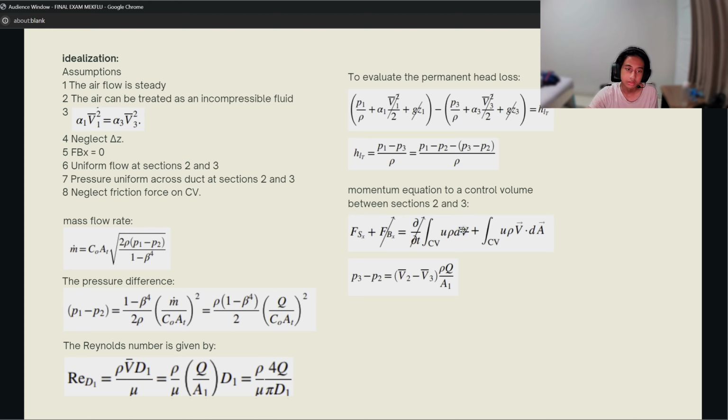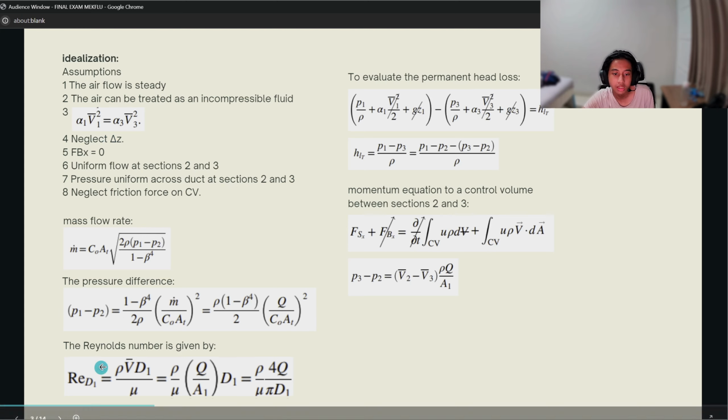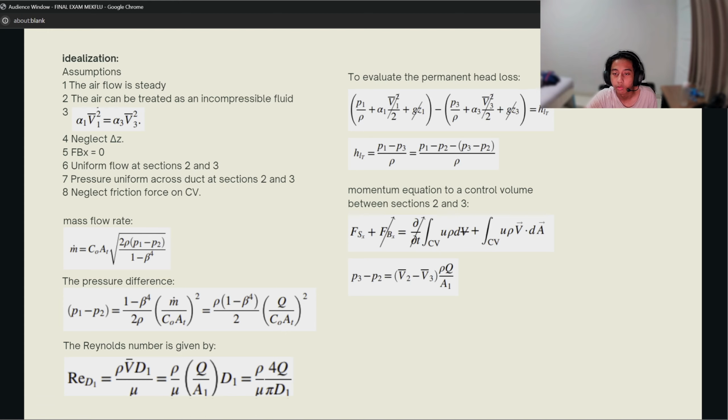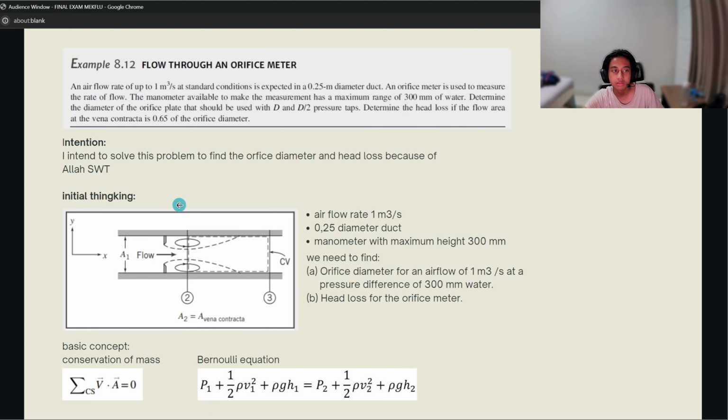The equation that we want to use is the mass flow rate equation, which is a simplification of the equation that I already mentioned in the initial thinking. Then we use the pressure difference equation, the Reynolds number equation, and the head loss equation, which we get from the Bernoulli equation. If we simplify, we get the head loss in this form. Then the momentum equation applied to a control volume between section 2 and section 3. This is section 2 and this is section 3.